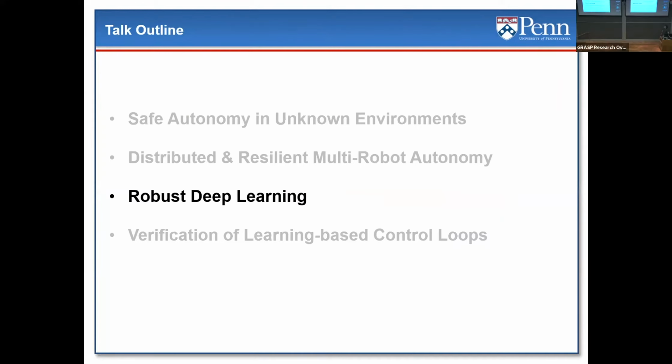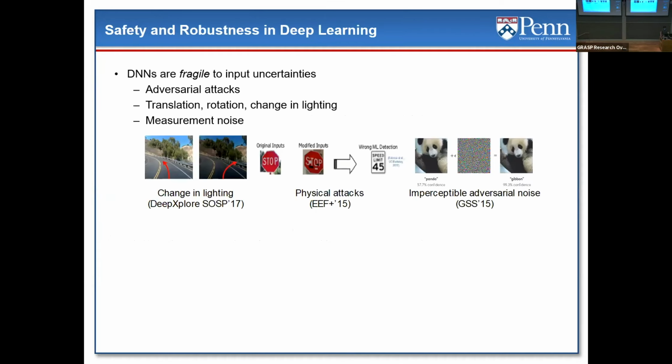Okay, another direction that we are pursuing in our lab is on robust deep learning. We all know that deep neural networks have enjoyed a wide range of successes, but at the same time, it has been shown that they are vulnerable to small input perturbations. And these perturbations can be adversarial. Also, they can be natural, for example, changes in the lighting conditions or in the background.